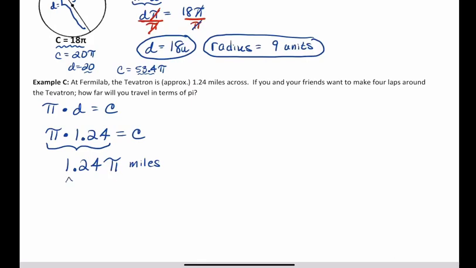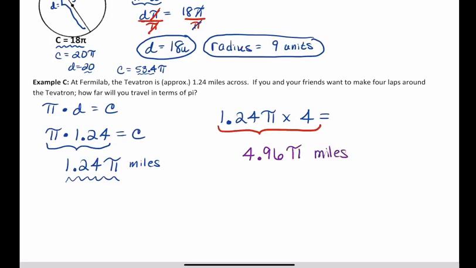What we just found is the distance one time around the Tevatron, around that loop, around that circle. What we're looking for here is 4 laps. So we're going to do 1.24 pi and multiply that by 4. So you're just going to do 1.24 times 4. I know I've taught you something about like terms, but when it comes to multiplying, like terms don't really exist. You can multiply anything times anything when it comes down to it. So 1.24 times 4 is 4.96. So 4.96 pi miles.